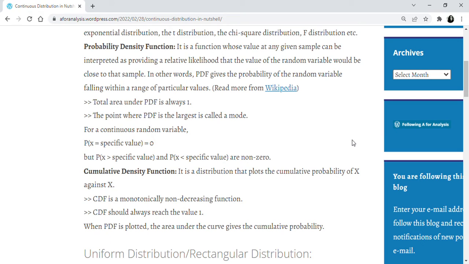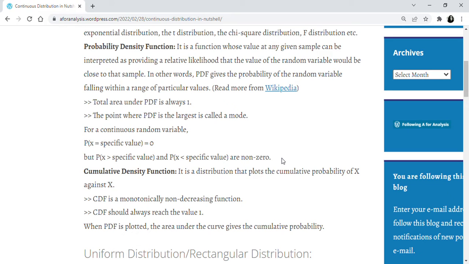For a continuous random variable, we cannot find the probability of x being a particular value. Rather, we can always find the probability of x being in a range. So the probability of x having a specific value is 0. However, the probability of x being greater than or less than a specific value is non-zero.